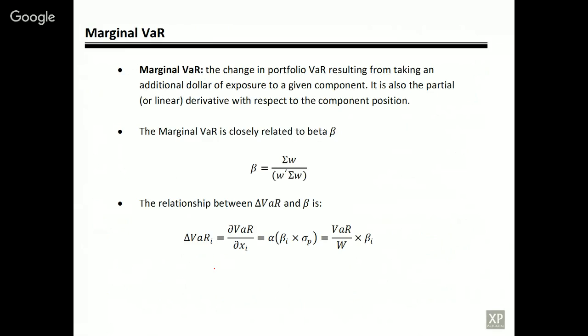Marginal VAR is the change in portfolio VAR resulting from taking an additional dollar of exposure to a given component. It's also the partial derivative with respect to the component position. And it is closely related to the beta of our portfolio, where beta is equal to sigma W over W prime sigma W. And the relationship between marginal VAR and beta: marginal VAR i is equal to our total VAR divided by our portfolio size, multiplied by the individual beta i.